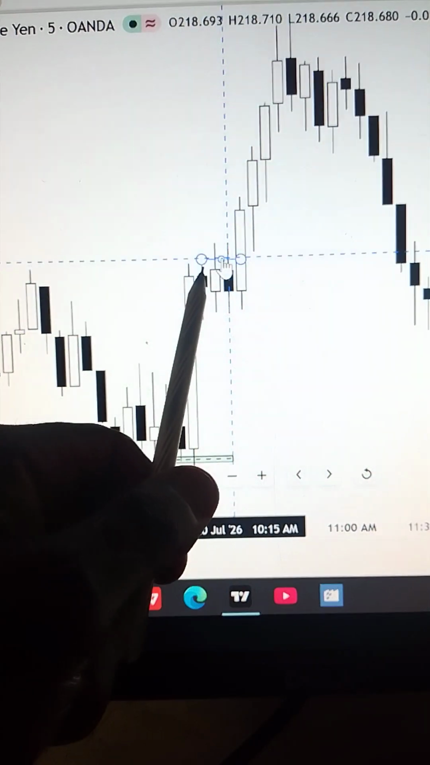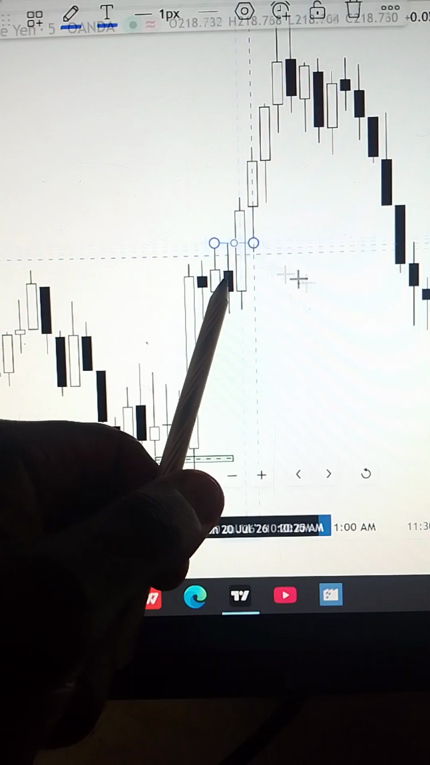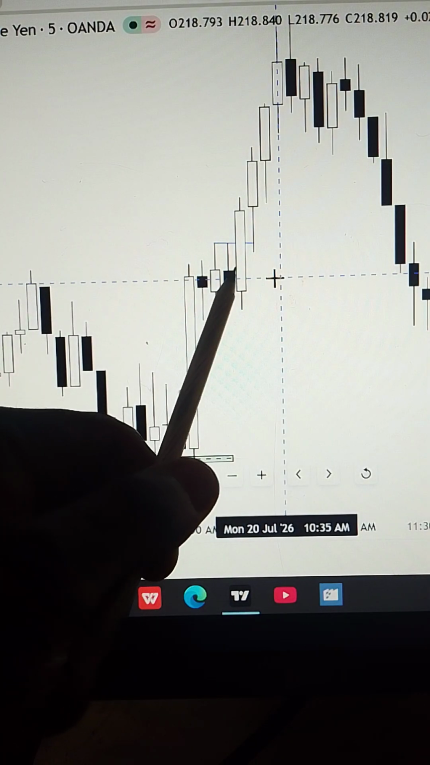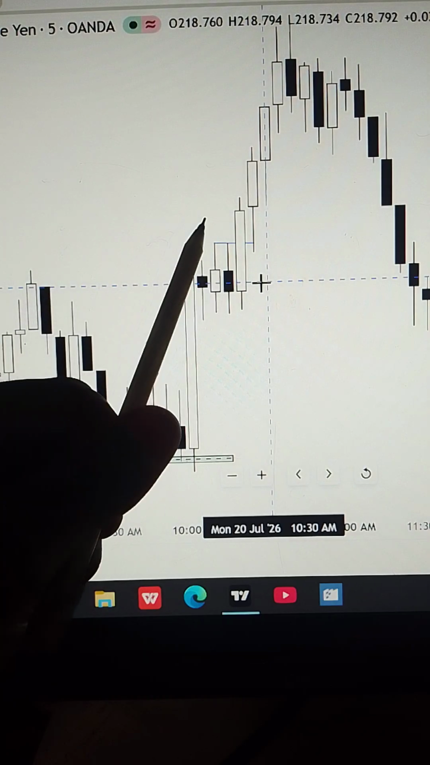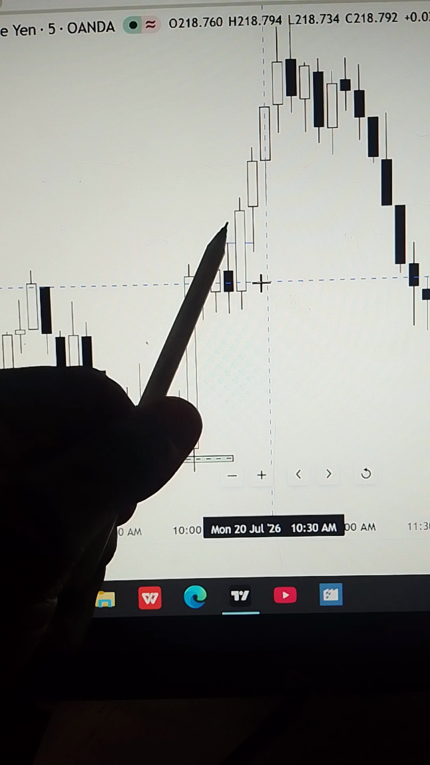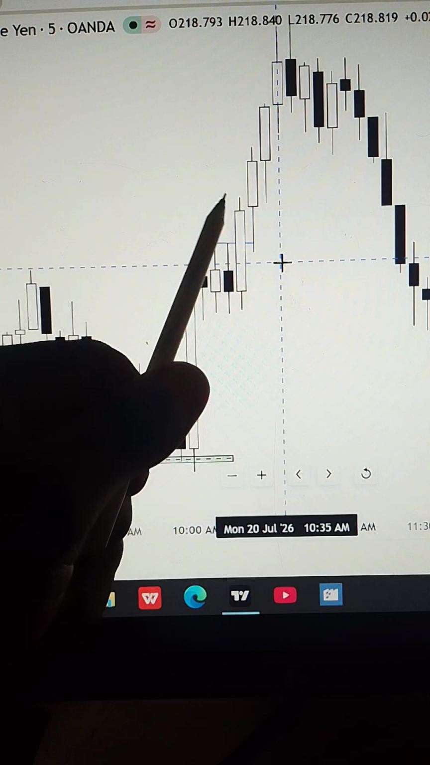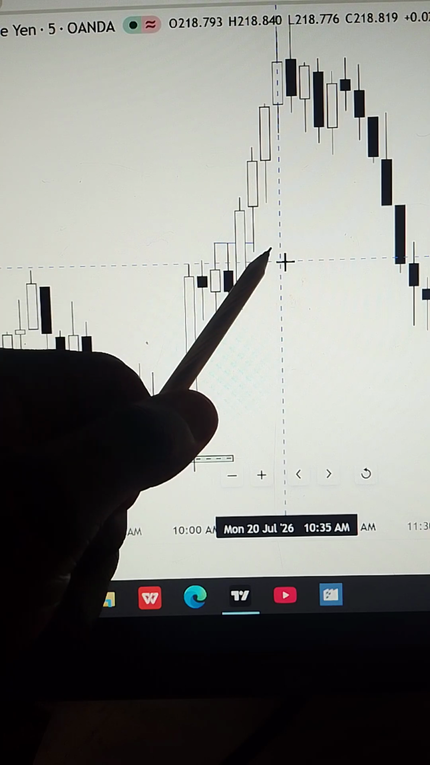So the market formed another resistance. We ignore the first resistance and now consider the current resistance, green followed by red. We wait for the market to break the resistance. You see this candlestick broke the resistance. After the market broke the resistance, you can see we had a retest on this candlestick.